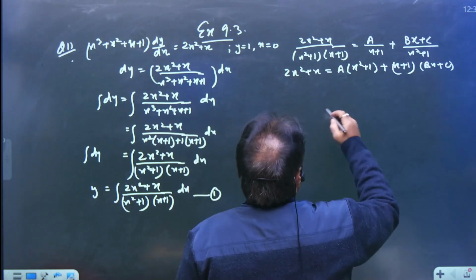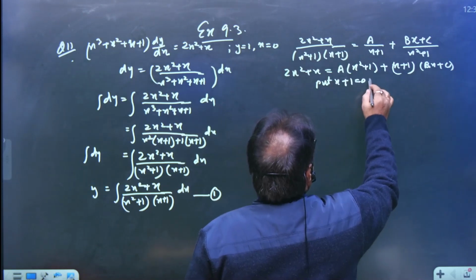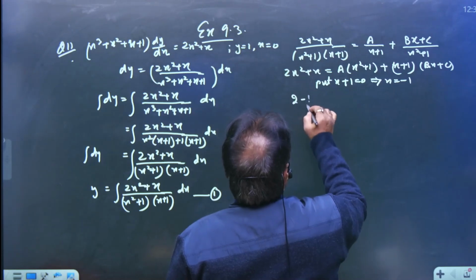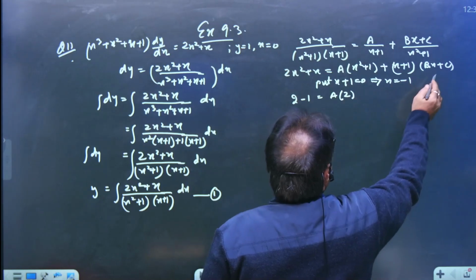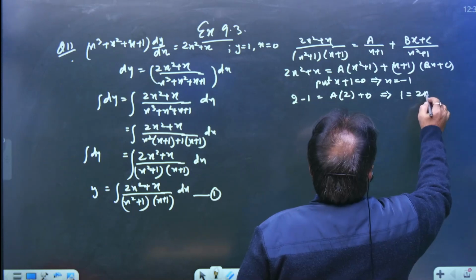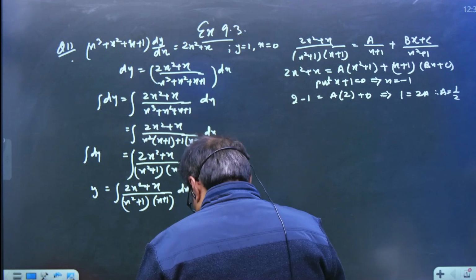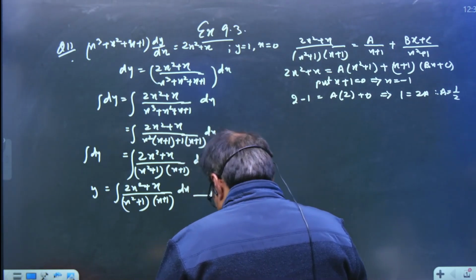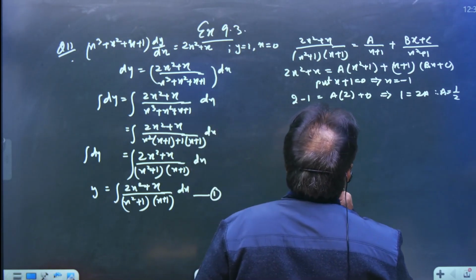Okay, one factor is linear, so we can put x + 1 = 0, which means x = -1. Putting -1: 2(-1)² + (-1) = 2 - 1 = 1, and on the right side, A((-1)² + 1) = 2A, and the other term becomes 0. So this implies 1 = 2A, therefore the value of A is 1/2. Now we have to find the values of B and C.